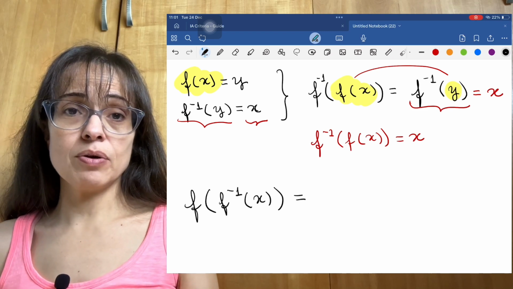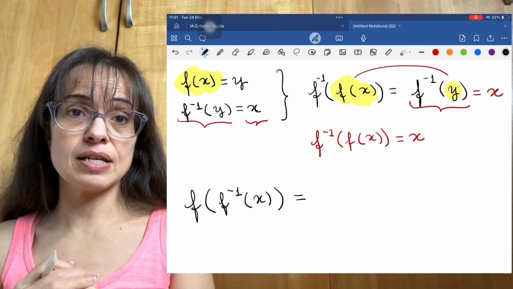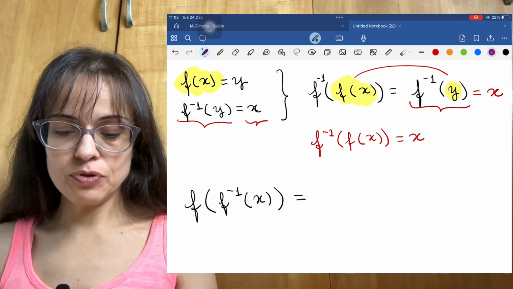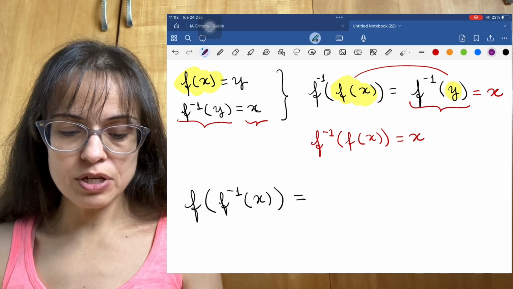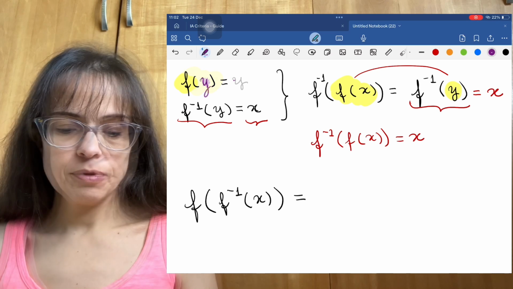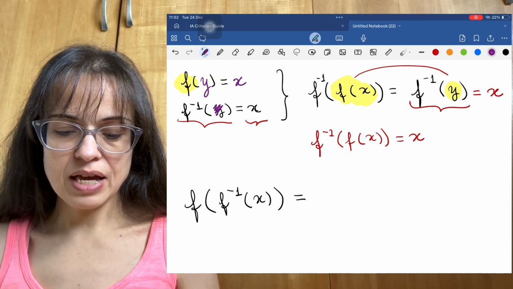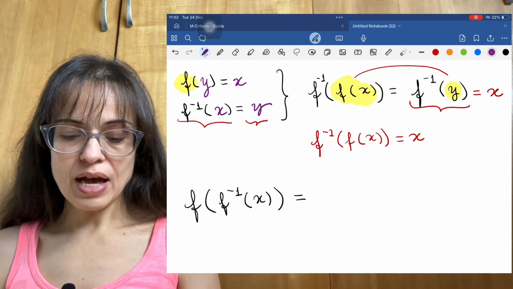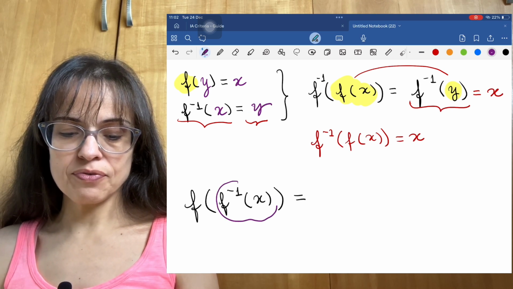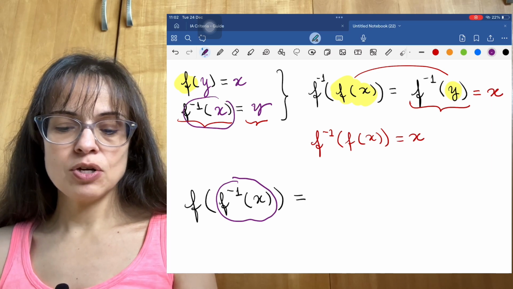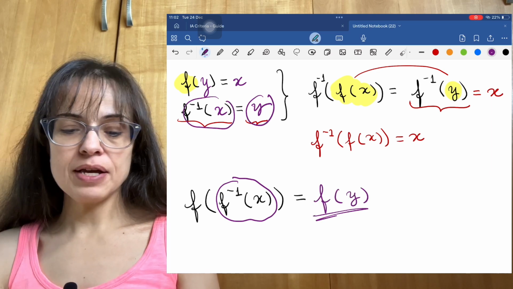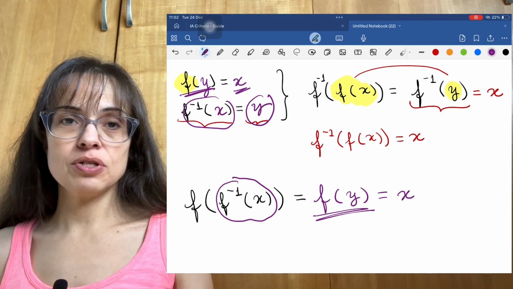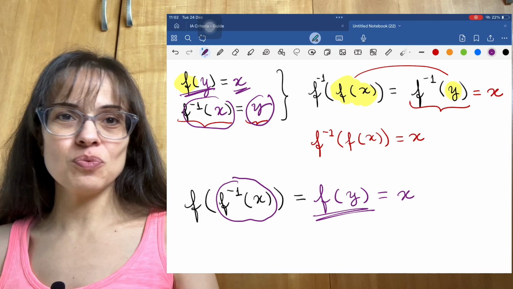And it works the other way around as well, if you put the inverse function as the inside of the composition and the original function on the outside. I just don't want to get confused with the x's and y's now, so let me change the order of the letters here. I'm going to write it as f of y equals x and f inverse of x equals y. So what do I have now? f inverse of x is just y. And this f of y here is the same as x. So again, a composition that became just the function y equals x.